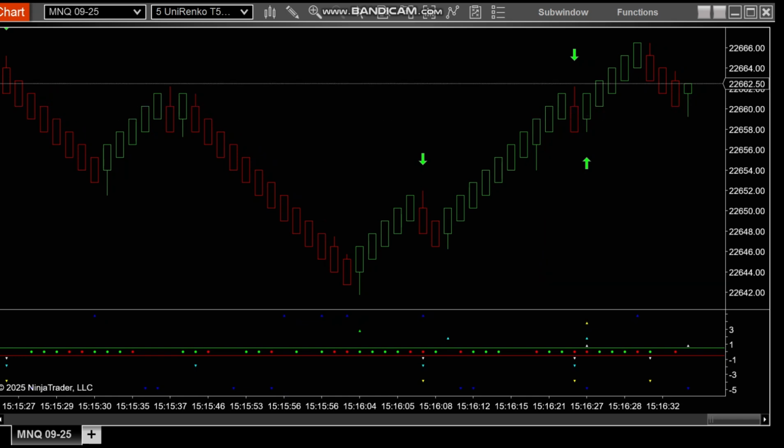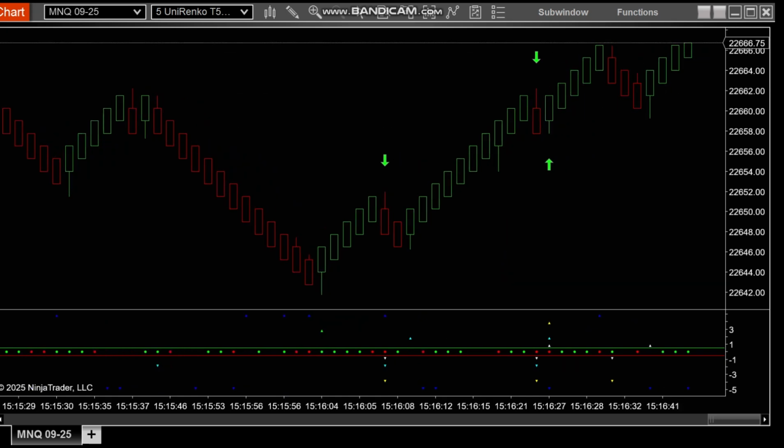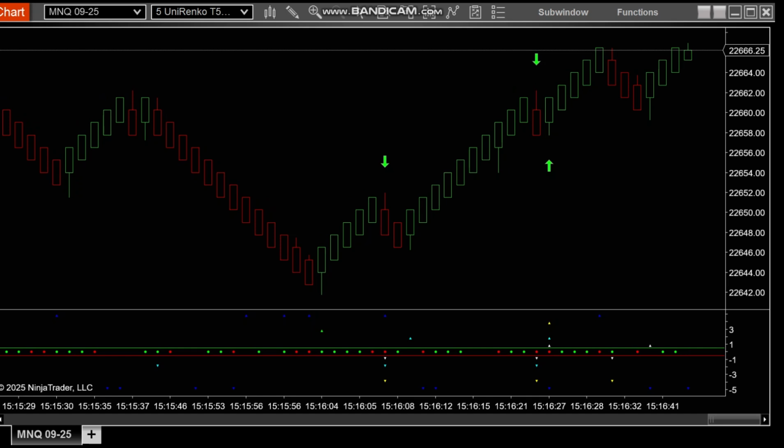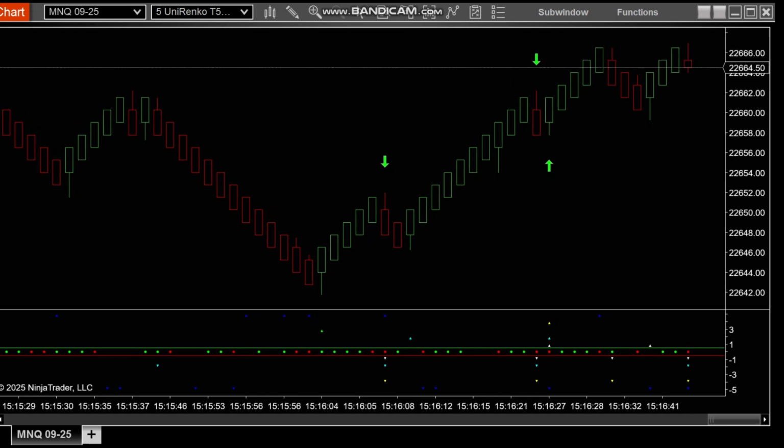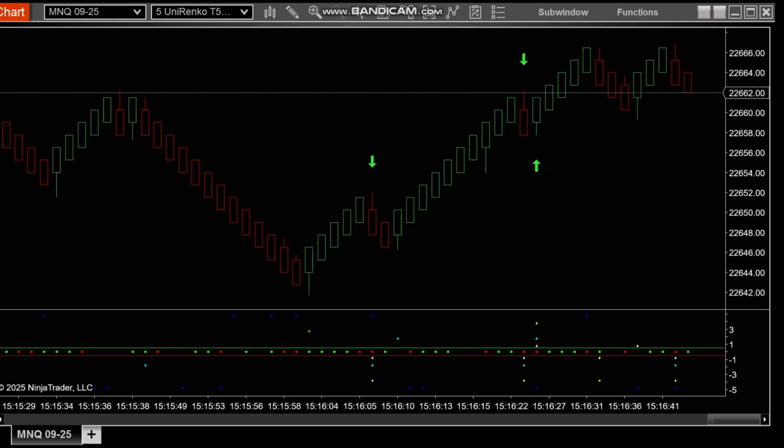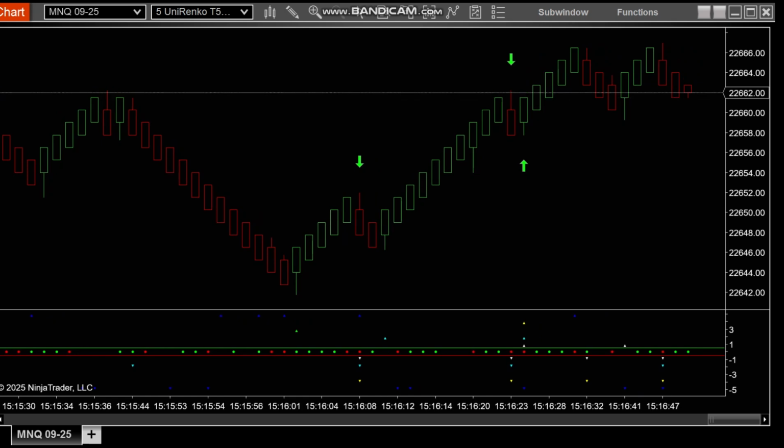In the subwindow, you can see lots of dots and triangles. The red dots represent candles with relatively high volume. The green dots represent candles with relatively low volume. All those triangles represent an order flow pattern, but I will dig in more in detail of that in another video.